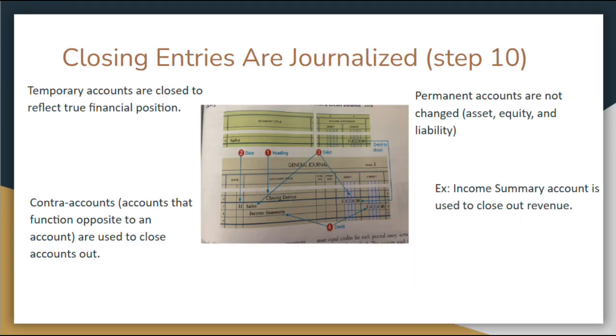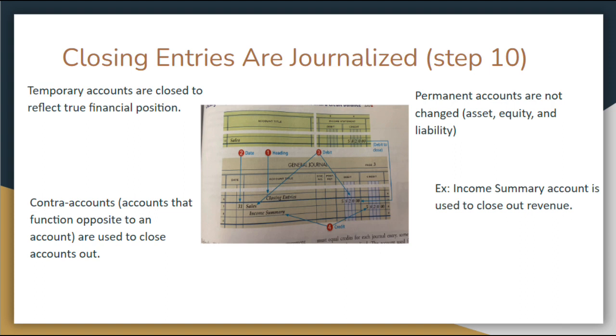So once all the adjusting entries have been made and journalized, and the balance sheet, income statement, and cash flow statement are made, this is getting towards the end of the accounting cycle, and the closing entries are going to be journalized in this step. So when you close entries, it's really important that the temporary accounts are closed, and this is just so that you can reflect the true financial position.